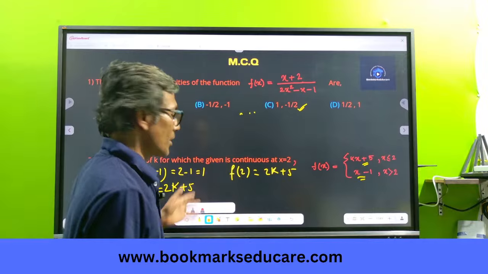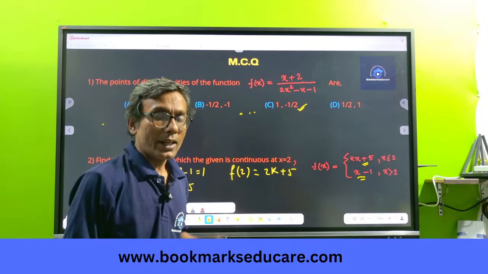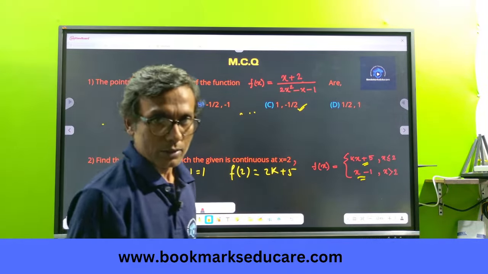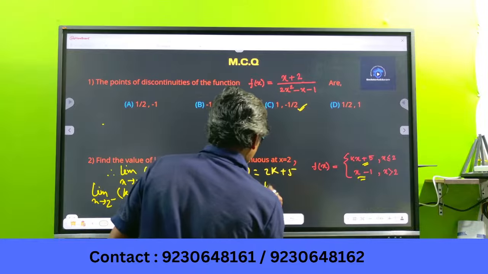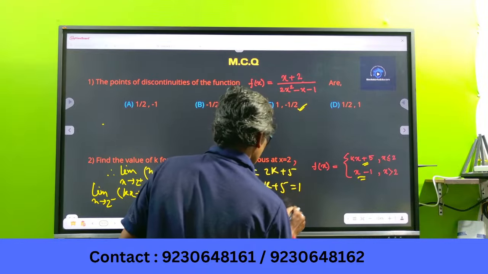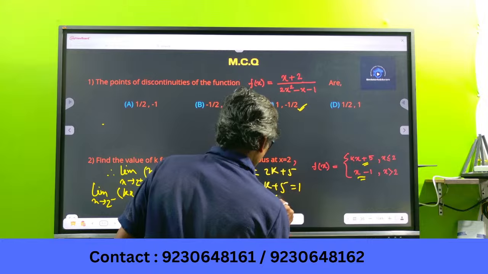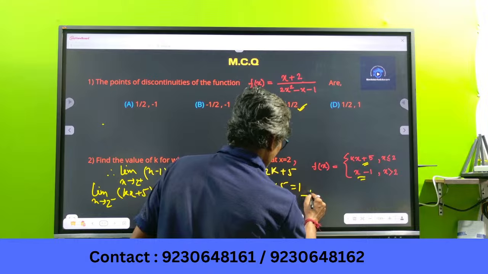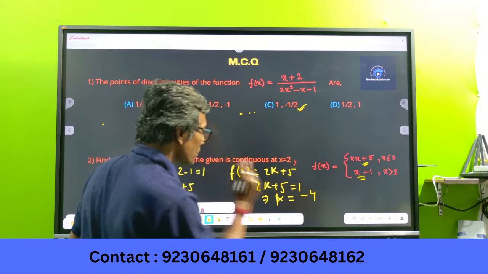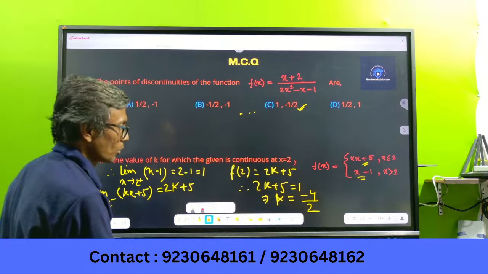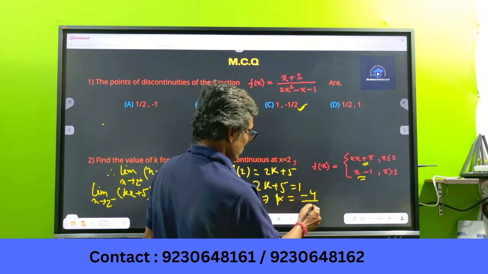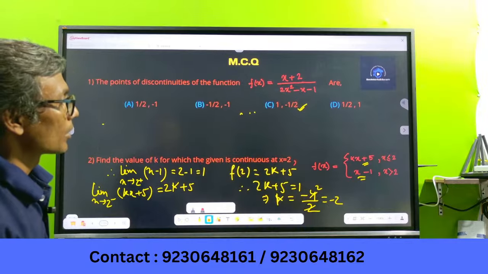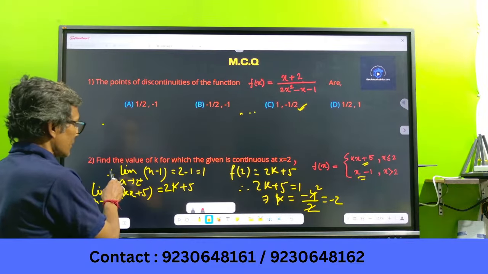Since the function is continuous at the given point x is equal to 2, these three values must be equal. So 2k plus 5 is equal to 1. So the value of k should be minus 4 by 2, which is equal to minus 2. So minus 2 is the required answer.